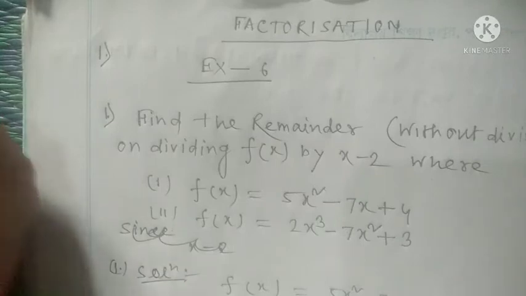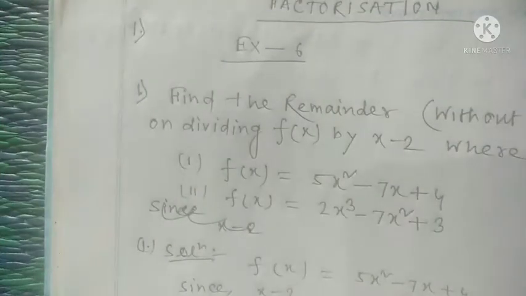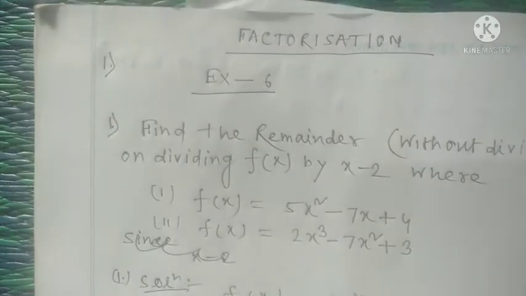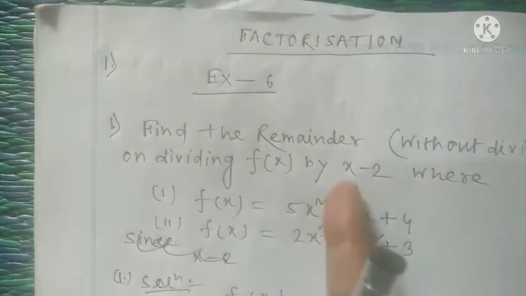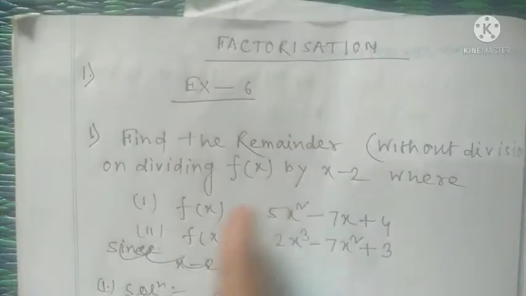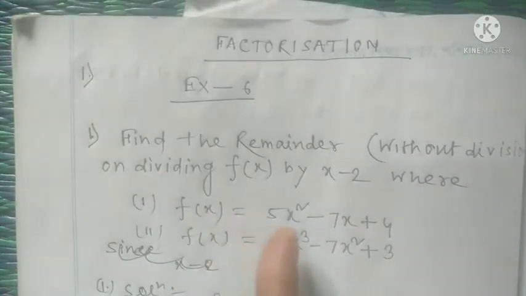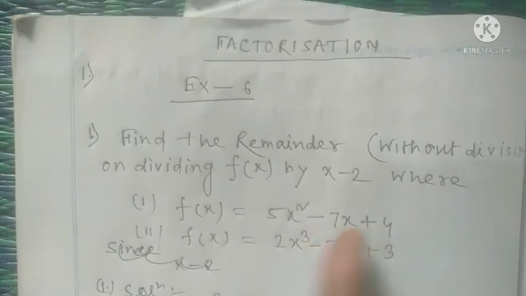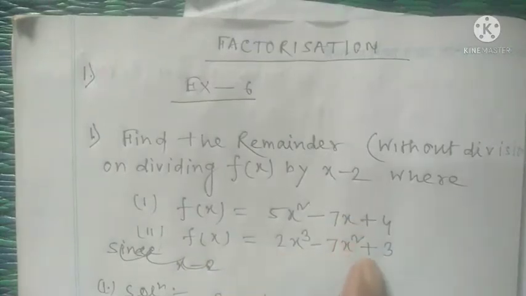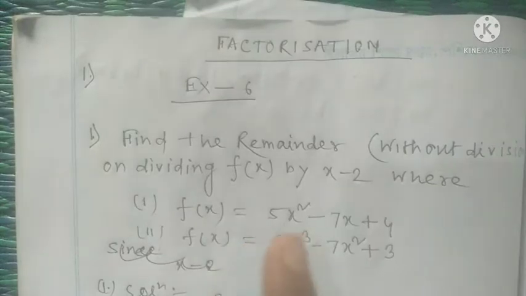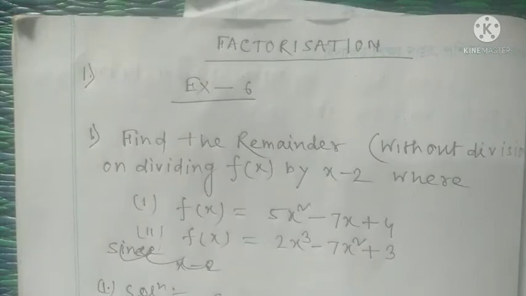First question, you have to read the question now. Our first question is, find the remainder without division on dividing f(x) by x minus 2, where f(x) is equal to 5x square minus 7x plus 4, and second question, f(x) is equal to 2x cube minus 7x square plus 3. So there are two questions. We have to find out the remainder without division.